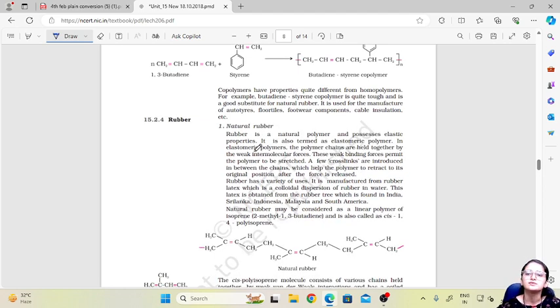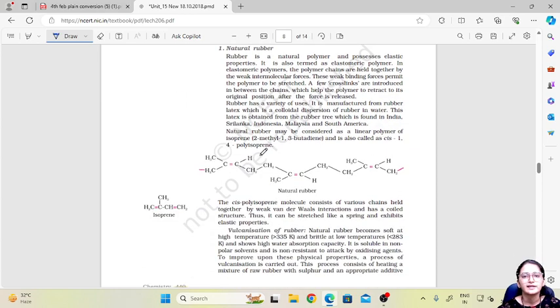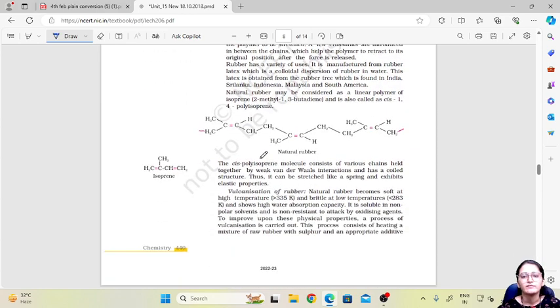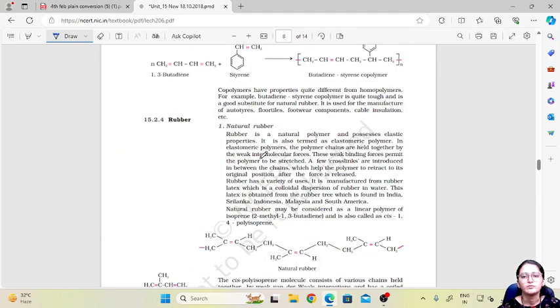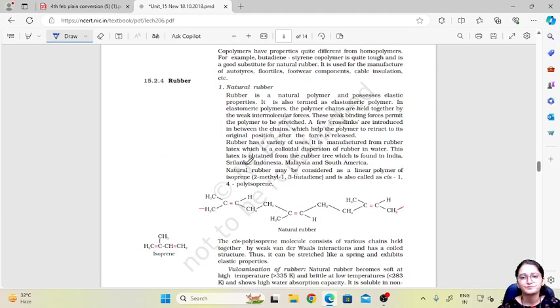Its uses: you can use it in the manufacture of auto tires, floor tiles, footwear components, cable insulation, etc. Then we will see the second type, that is rubber. We have natural rubber and synthetic rubber. In natural rubber, it possesses elastic properties, so it is termed an elastomeric polymer.